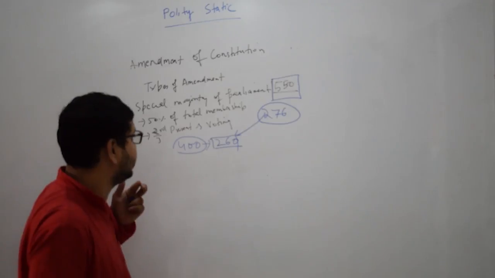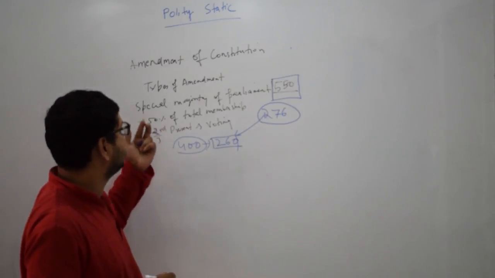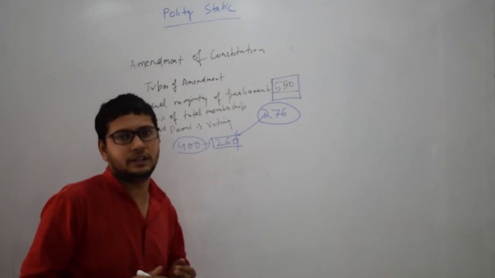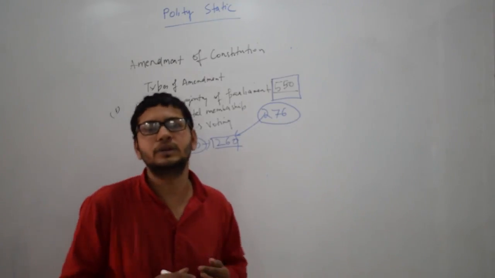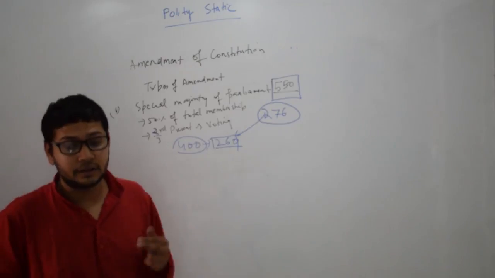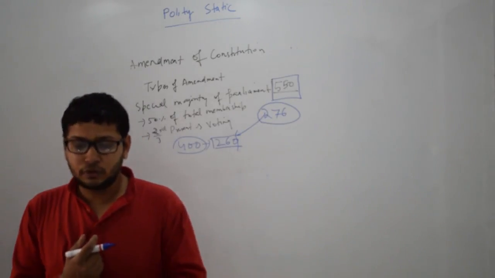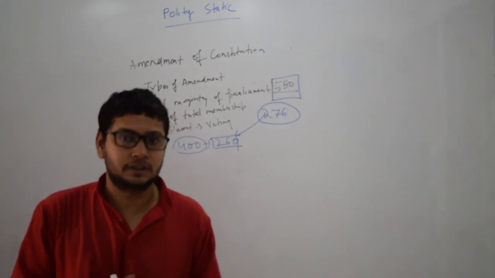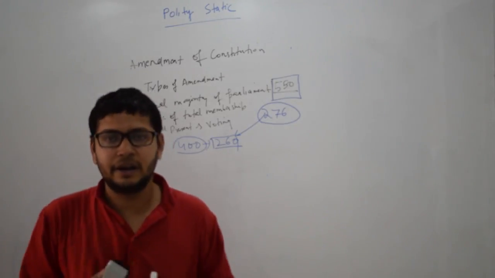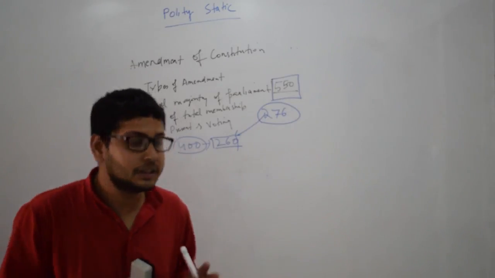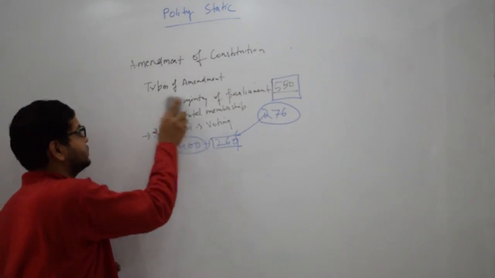So first of all, it should be 50% of total membership, and secondly 2/3 present and voting. These are the two criteria on the basis of which, in this method, the bill is amended. So this is used for fundamental rights and directive principles. For amending any fundamental rights, or incorporating or amending any directive principles, this method is used.